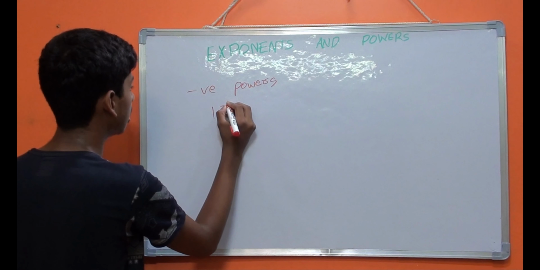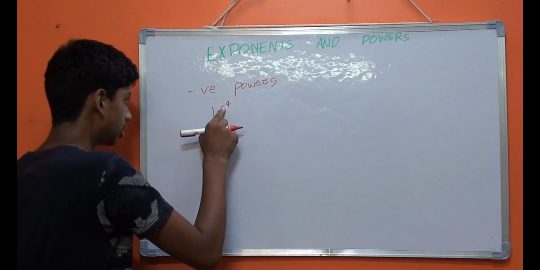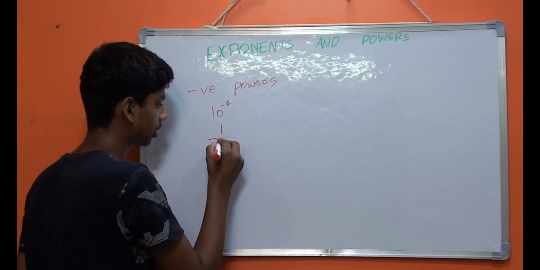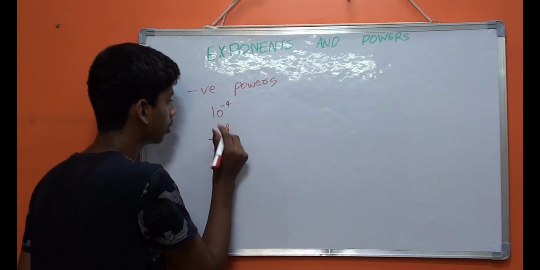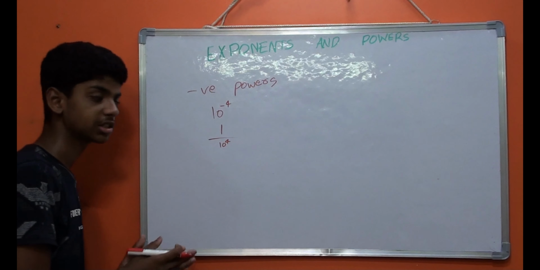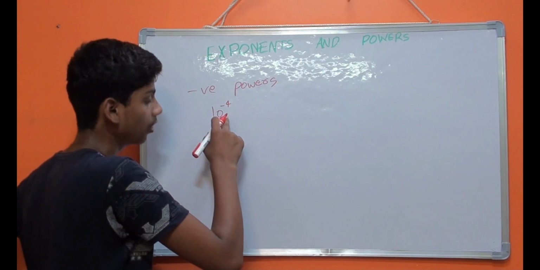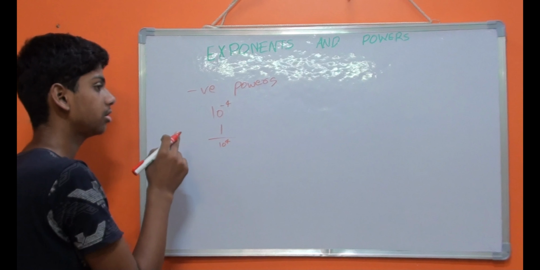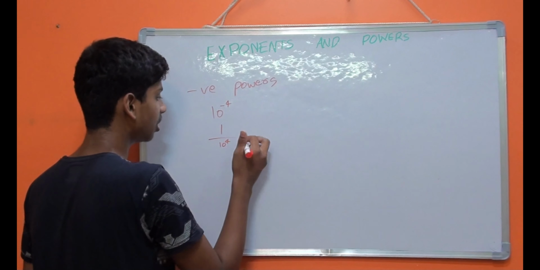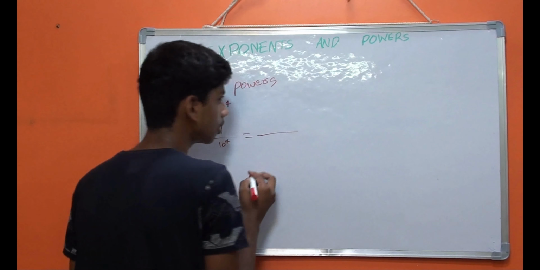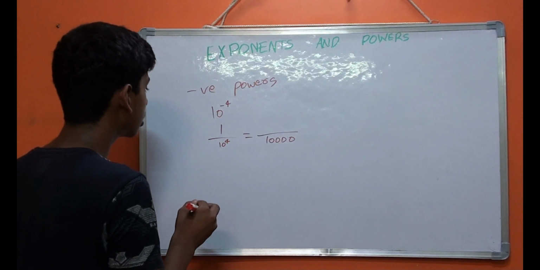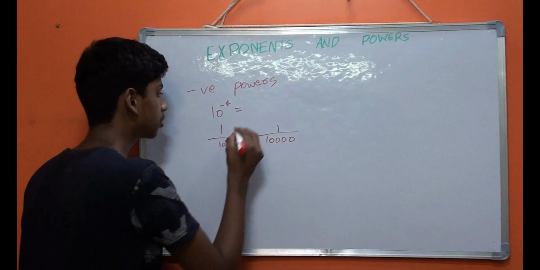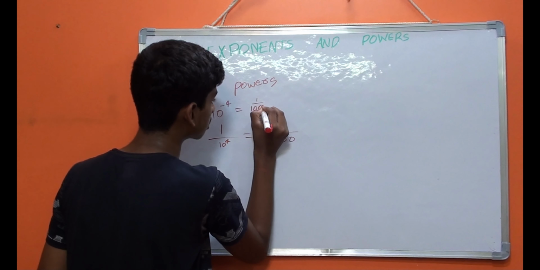Now let's take 10 to the power of minus 4. Here, this minus means 1 by the remaining number, so 1 by 10 to the power of 4. Here the minus represents nothing but that 1 should be divided by this. Now 10 power 4 is 10,000. So the answer is 1 by 10,000. 10 power minus 4 equals 1 by 10,000.